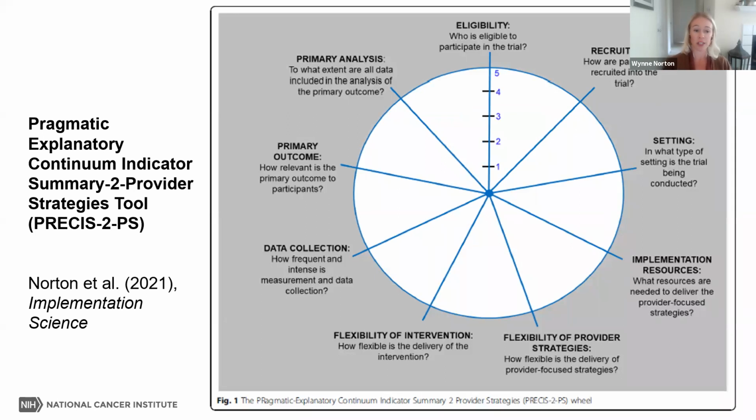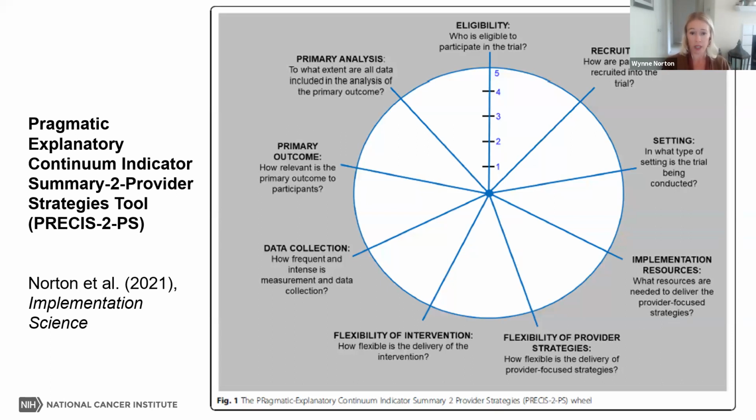And so what we tried to do, in collaboration with those who developed PRECIS-2, including Kirsty Loudon and Merrick Zwarenstein, as well as with my colleague David Chambers, was take the PRECIS-2 tool and adapt it to a different level, adapt it to situations and trials where the target of the intervention is the practitioner, where you're trying to change the practitioner's behavior. And so those are the participants and the settings in which it's being conducted.